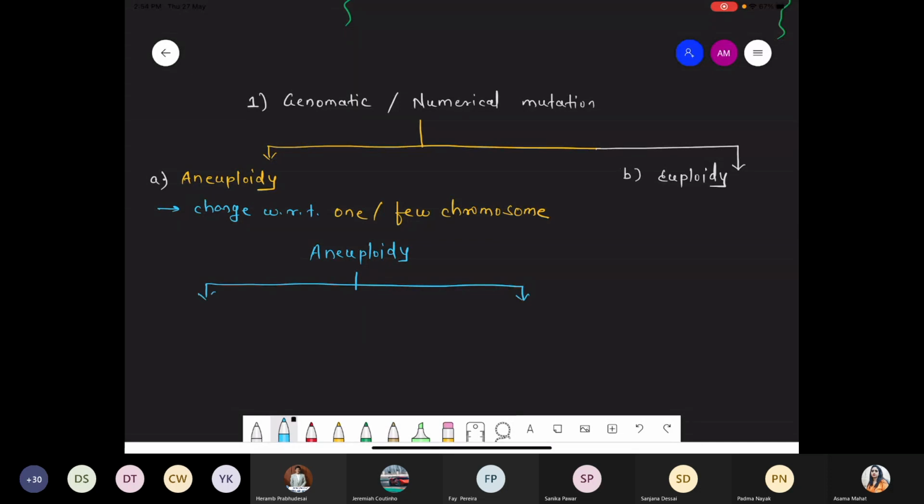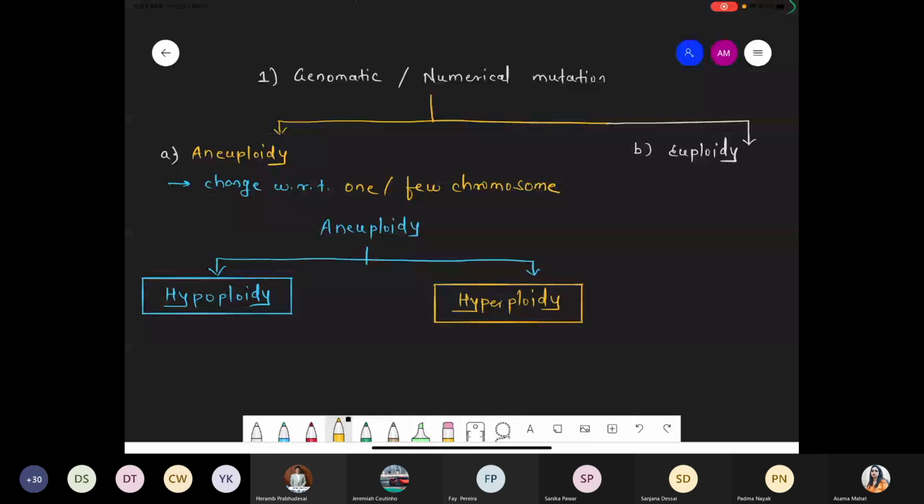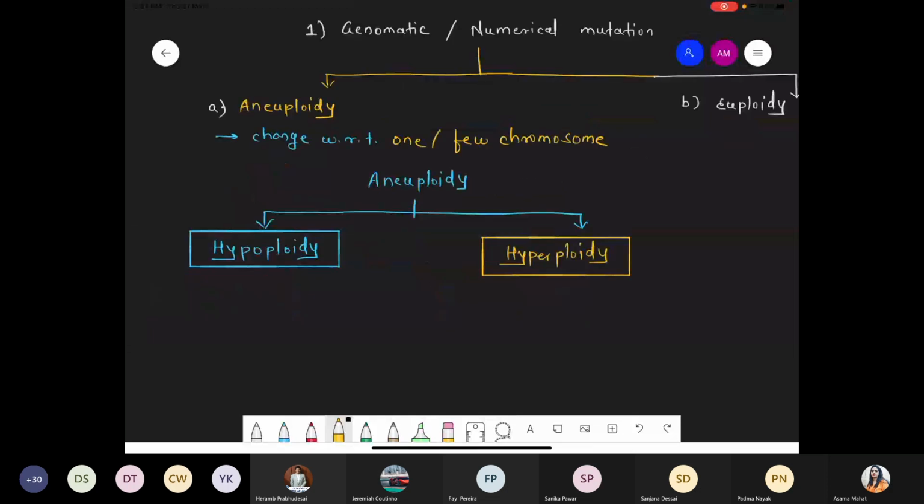There is hypoploidy and hyperploidy. First one is hypoploidy, and the second one is hyperploidy. So hypo means what? Something less, right? Hypo means there is a lower number, a loss of chromosome. So if there is a loss of chromosome, that condition is called hypoploidy.